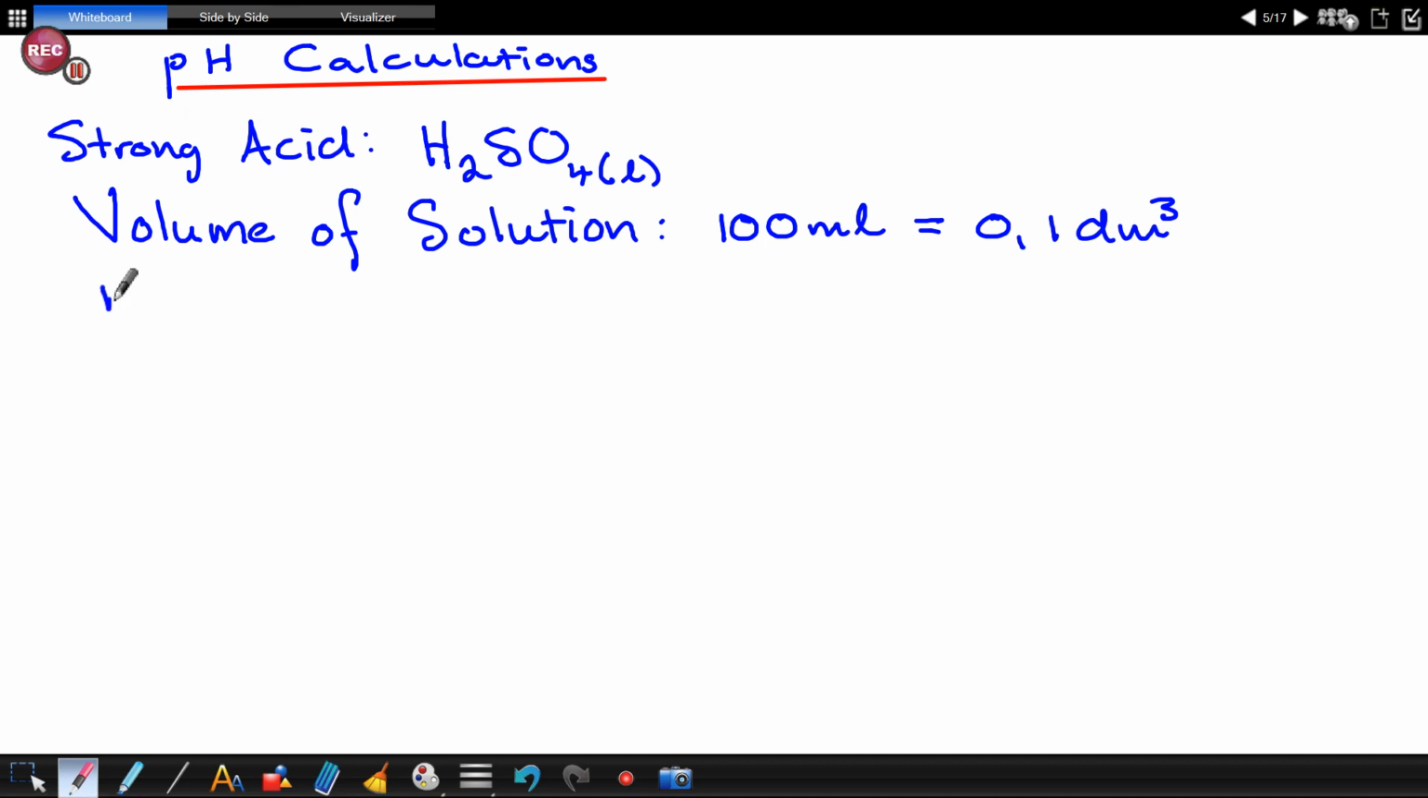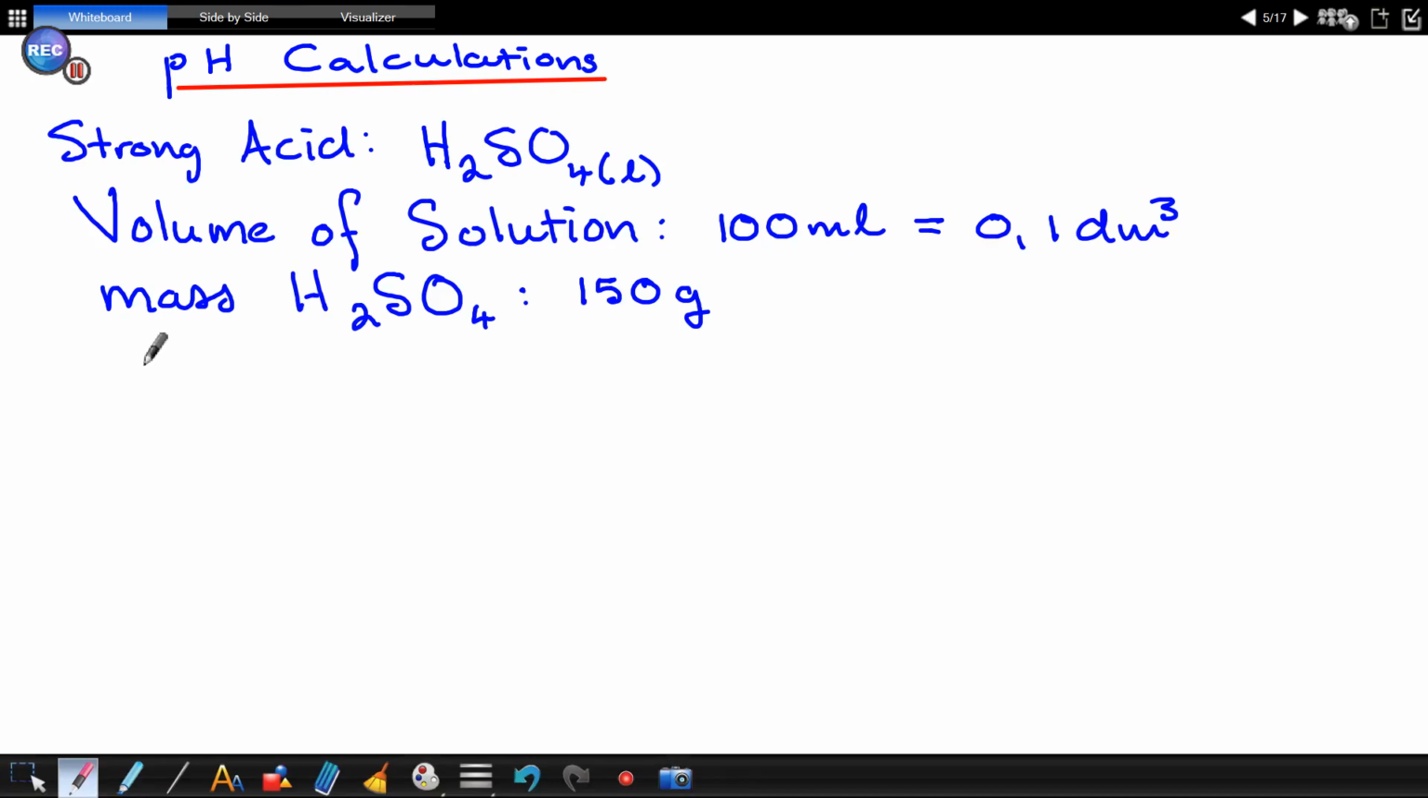Get the mass of a cubic decimeter of the sulfuric acid. Is it more dense than water? Of course. So let's say 150 grams. Okay, so 150 grams. You're giving us all of this, right? Yes, I'm giving you this.